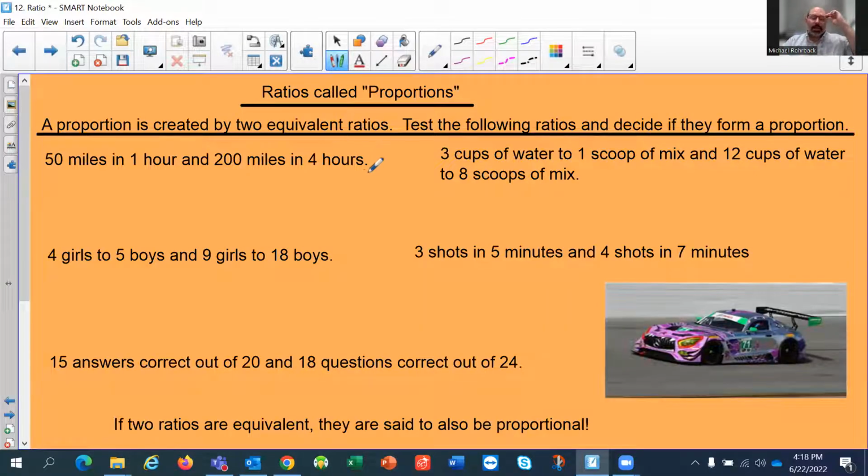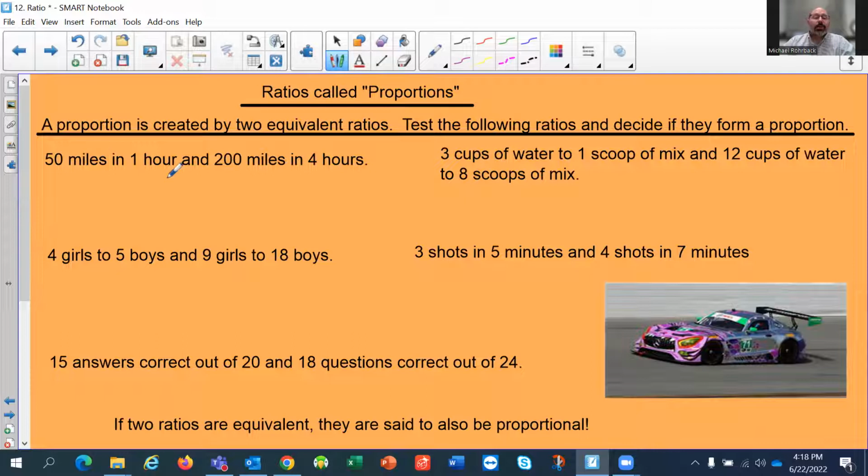The next thing to understand is most of the problems you're going to do with ratios are going to require you to find a missing piece. So in order to do that, you have to have what's called equivalent ratios or a proportion. So two ratios that are equal is called a proportion. So I have some questions here, and the question is, are these 2 ratios proportional? Meaning, do they have the same relationship?